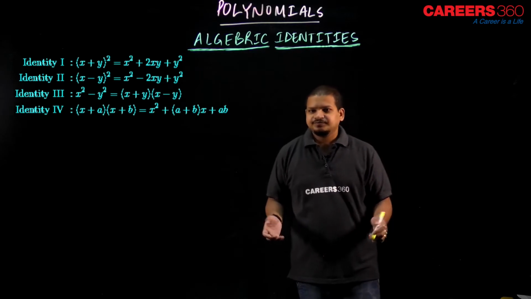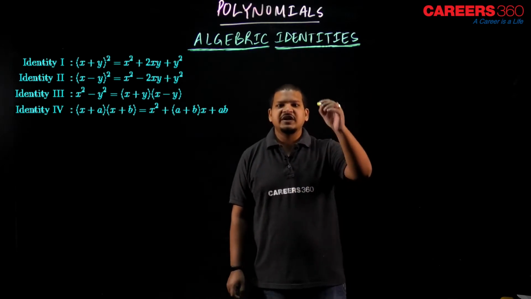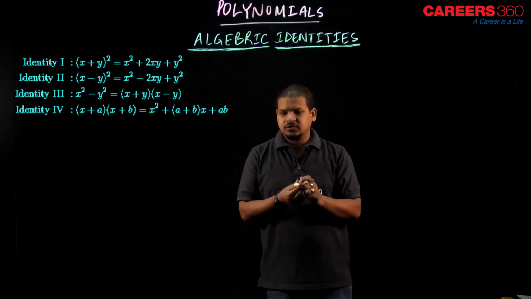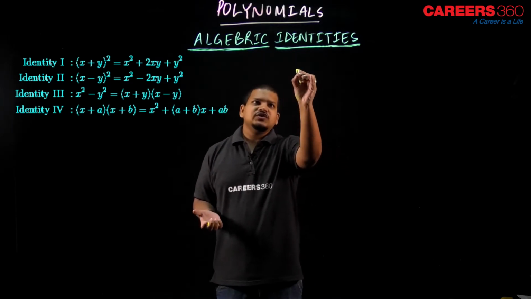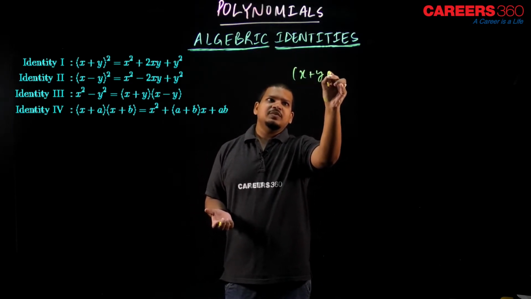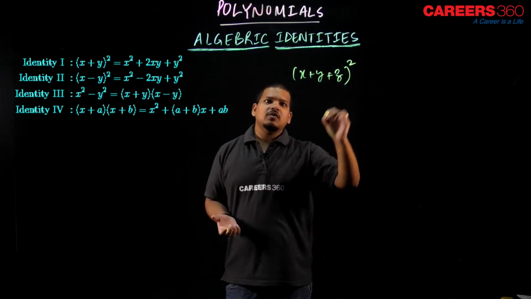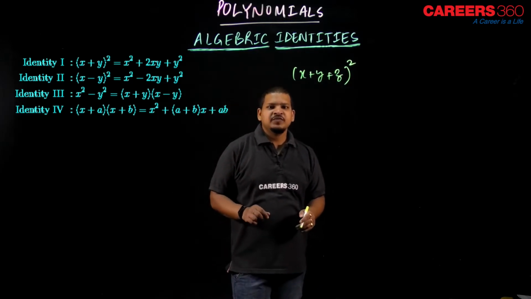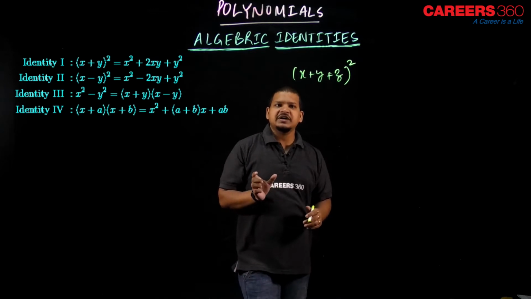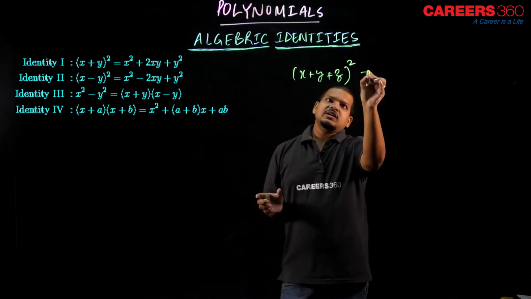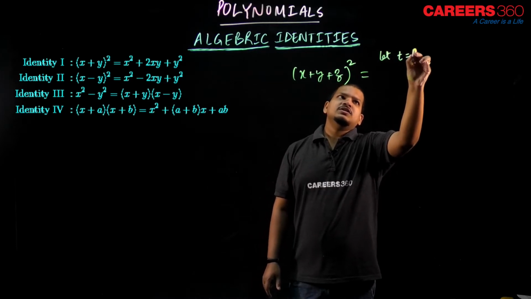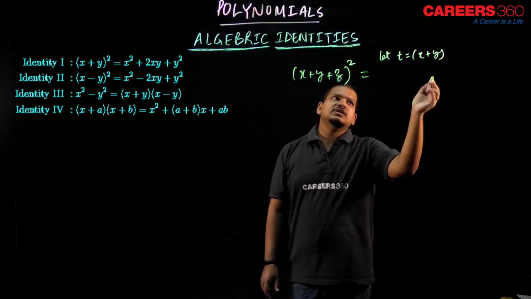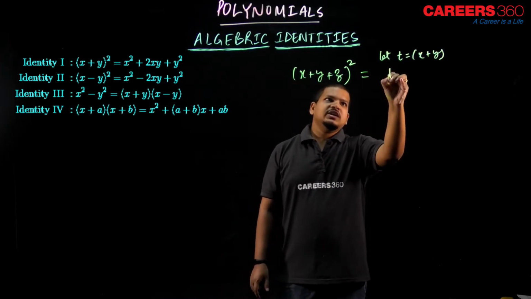Now let's see the fifth identity that we will be talking about and rather proving. The next one is (x plus y plus z) whole square. How can we achieve the result of this identity? All you need to do is just assume let t is equal to x plus y. So if t is equal to x plus y, then it will be what?